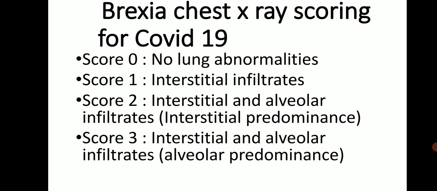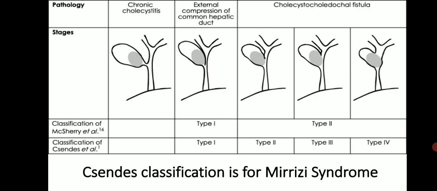Brixia chest X-ray scoring for COVID-19. Score 0, no lung abnormalities. Score 1, interstitial infiltrates. Score 2, interstitial and alveolar infiltrates, interstitial predominance. Score 3, interstitial and alveolar infiltrates, alveolar predominance.